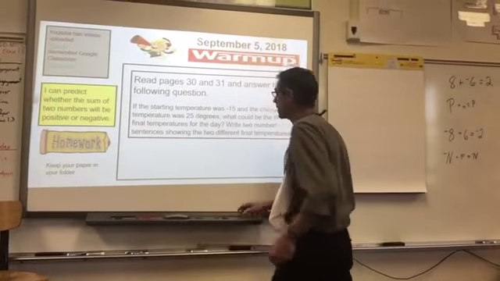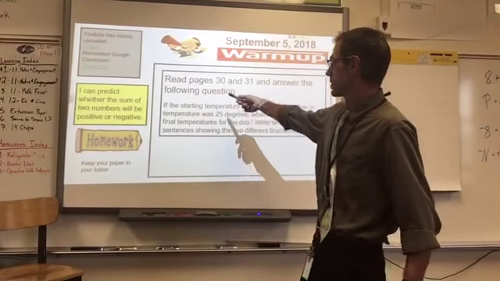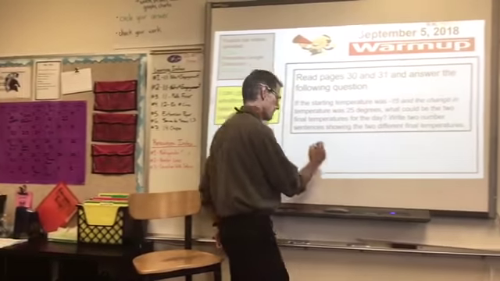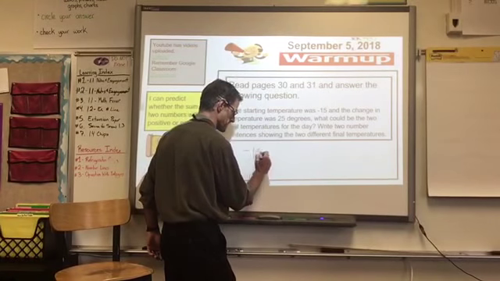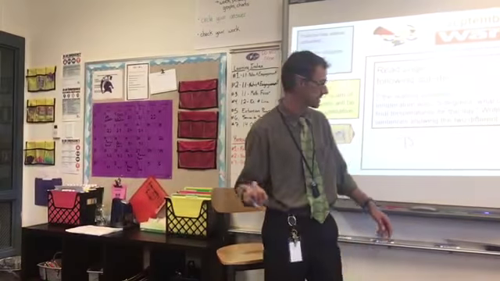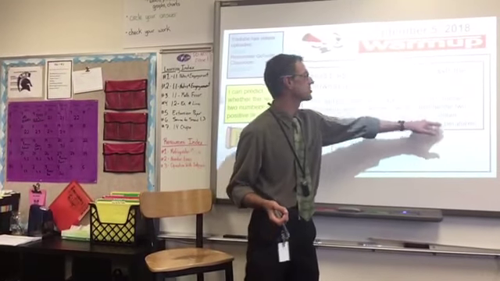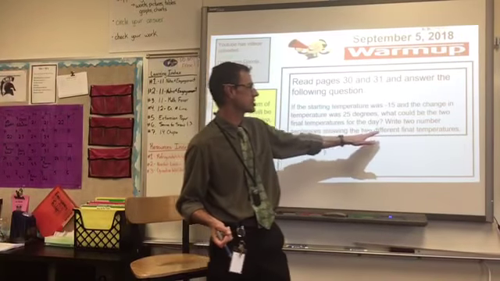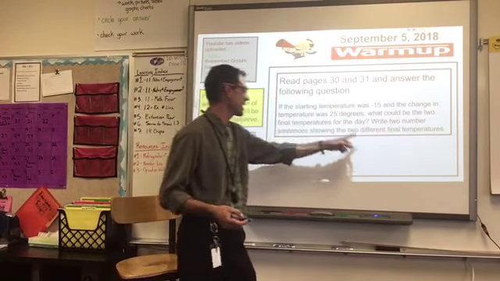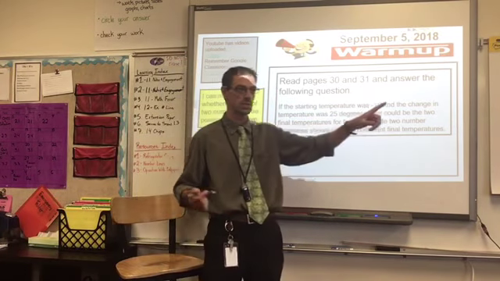All right, so you read pages 30 and 31. We have the starting temperature, it was negative 15. So I know that's my first value that I'm going to have in my number sentence, because it's asking you to write two number sentences showing the two different final temperatures. So then I have this change in 25 degrees.